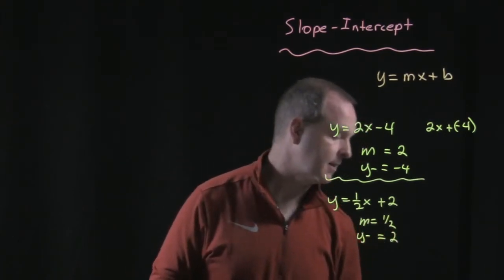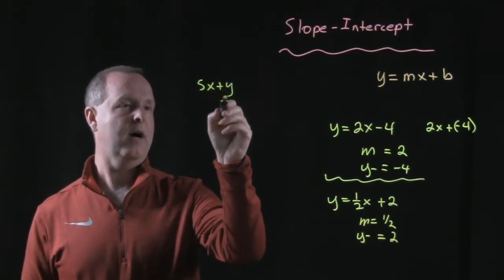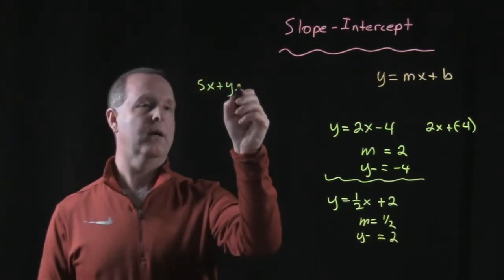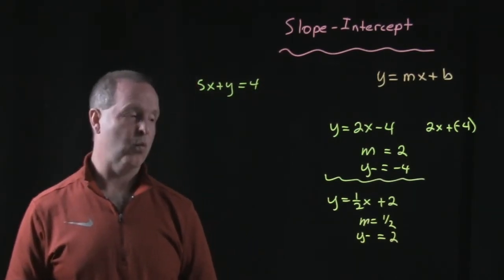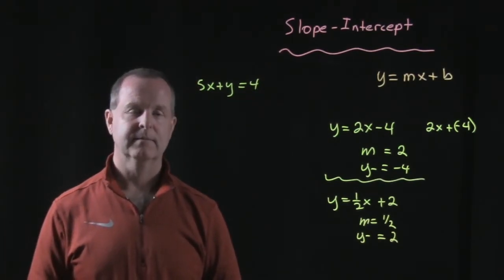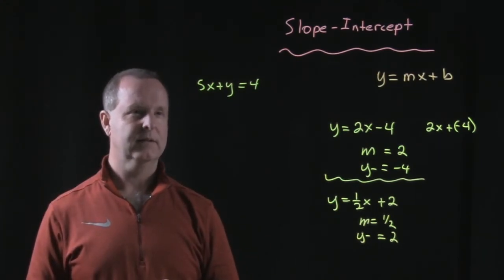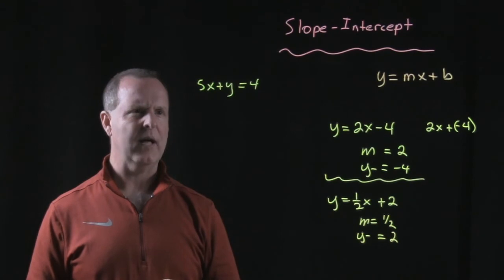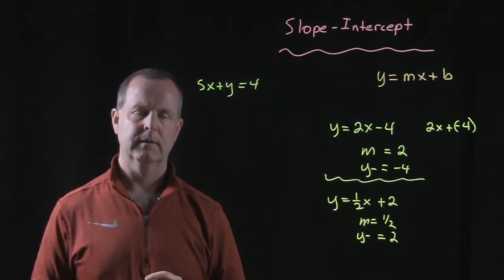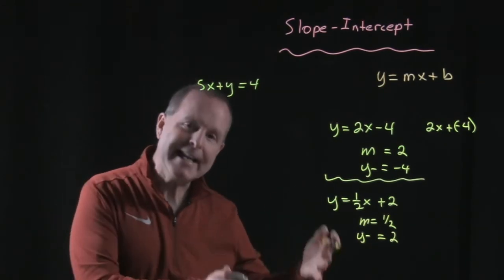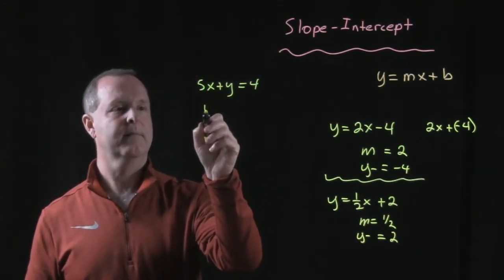And let's look at 5x plus y equals 4. What is its slope and what is its y-intercept? Well, I got the value of 5 right in the middle, but it looks like it's in standard form, but not slope-intercept form. So what we need to do is get it into slope-intercept form. So let's subtract 5x from both sides.